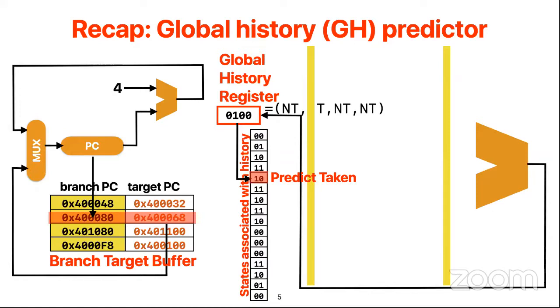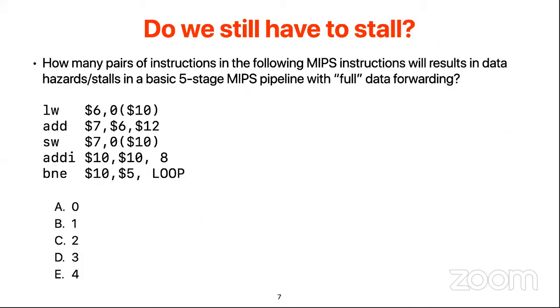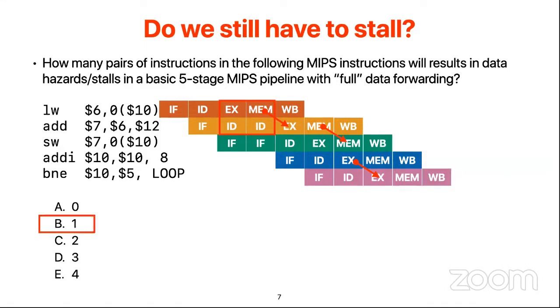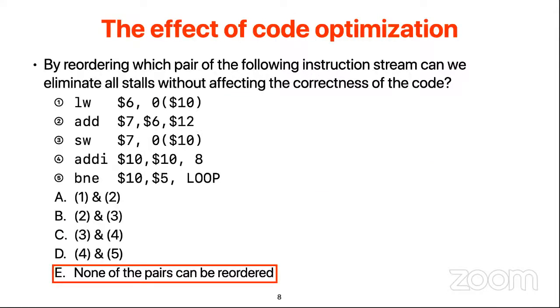Today we are going to talk about how we achieve this in a modern processor. But before we start, you also remember that not only do we have control hazards, we still have data hazards like this. If you have a data hazard, then you have to stall for one cycle. That's what we previously learned. So we have control hazards that need branch prediction, and for data hazards, for some cases we can use full data forwarding, but there are still cases that data forwarding cannot address.